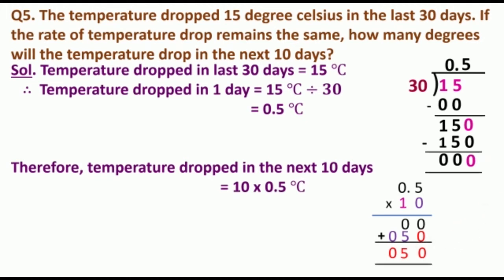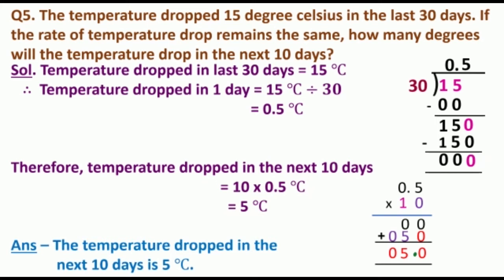Okay. Now we have to put the decimal after one digit from the right hand side, because here also we are having one digit only after the decimal. So here also we will put decimal after one digit from the right hand side. Okay. So here we will put the decimal. So here we are getting 5.0. Okay, so 5.0, that means 5 only. So the temperature dropped in the next 10 days will be equal to 5 degrees Celsius. Now we have to write the answer. We'll write the answer. The temperature dropped in the next 10 days is 5 degrees Celsius.